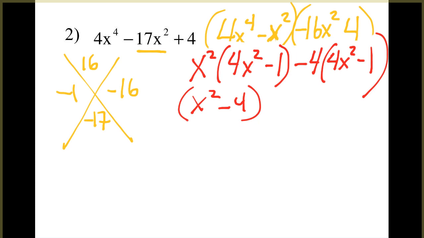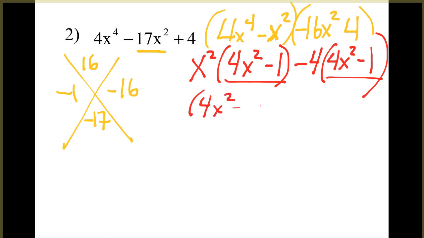That's what's left. Let's color code this. Okay, my binomial factor is 4x squared minus 1 times the quantity of x squared minus 4. All right, are we done? Looks like it, but guess what? We're not.